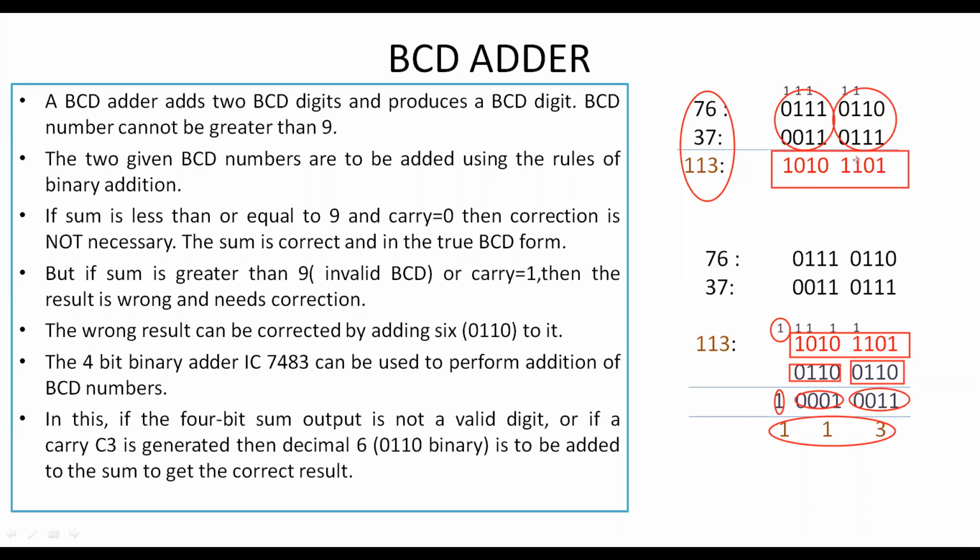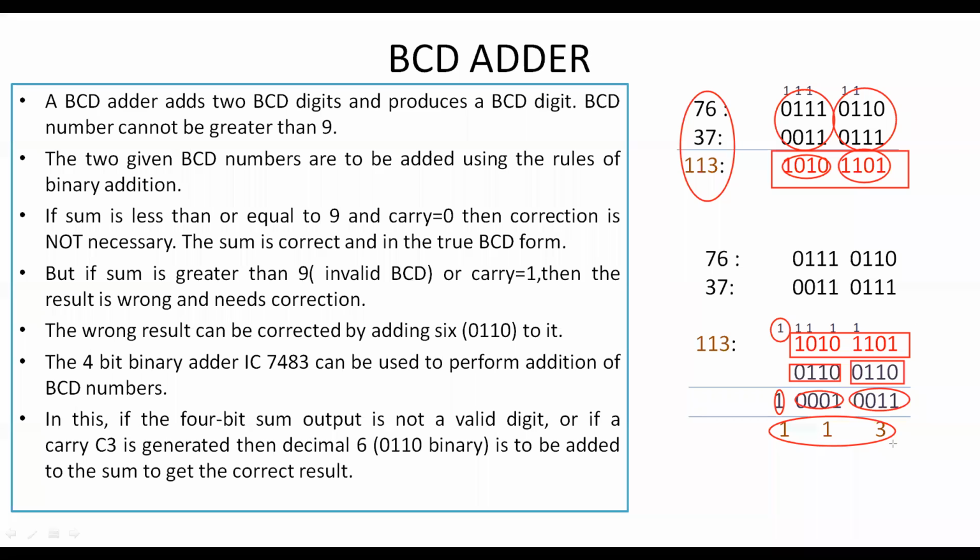Similarly, after addition, for the intermediate sum generated, we check the sum. If the sum is greater than 9, then we need to make a correction of 6. Similarly, the second 4 bits' sum is also greater than 9, so we are making the correction of 6. That is, this 6 is added here and this 6 is added here. Therefore, after the addition, we got the final result as 113.